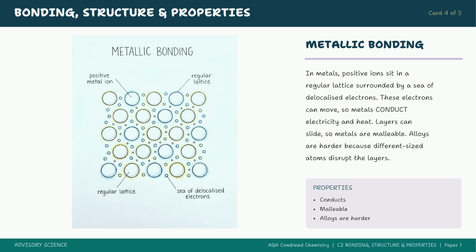To explain why metals conduct, always use the phrase sea of delocalized electrons, free to move and carry charge. That exact wording will secure the mark. Picture ions as floating balls in a sea of electrons. The sea conducts, the layers slide. This gives you both properties in one image.